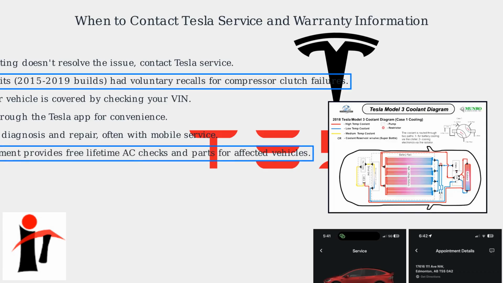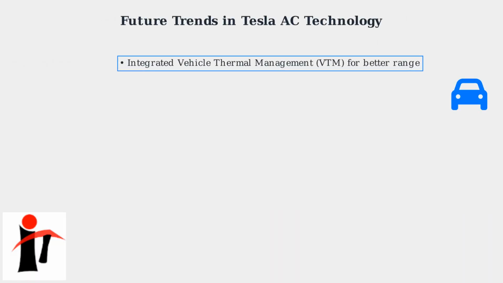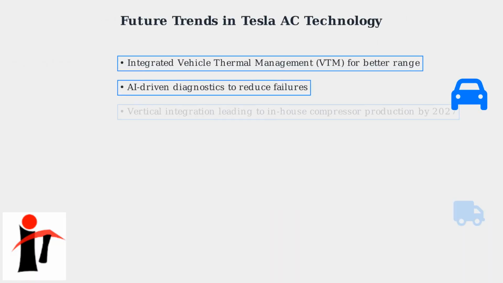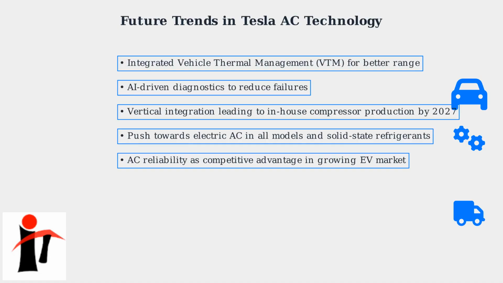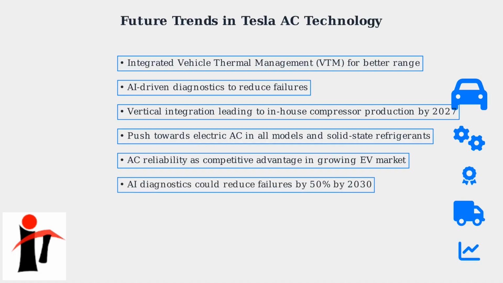Following a 2023 lawsuit that was settled in the fourth quarter of 2025, Tesla provides free lifetime AC checks and replacement parts for over 50,000 affected Model S vehicles. Tesla is moving toward integrated vehicle thermal management for better range. Expect AI-driven diagnostics to reduce failures. Tesla's vertical integration may lead to in-house compressor production by 2027.